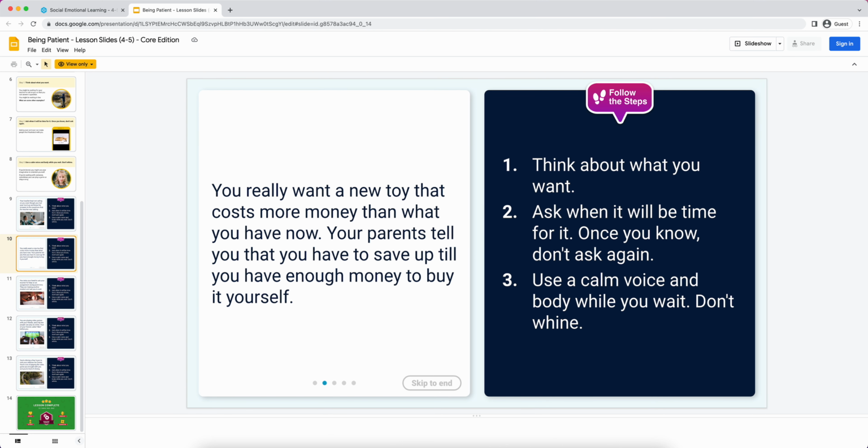And then, there's 5 of these. For the second one, I would probably do the same thing. I would ask for another student volunteer, and I would again be the model. So you really want a new toy that costs more money than what you have now. Your parents tell you no. So in this case, I'd have the student be the parents. And that's also really amusing just to see them do their really good stern parent imitation, 4th graders or 5th graders doing that. And I would be the child being patient.